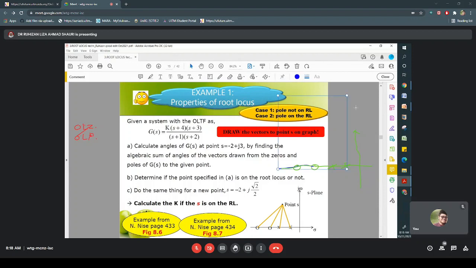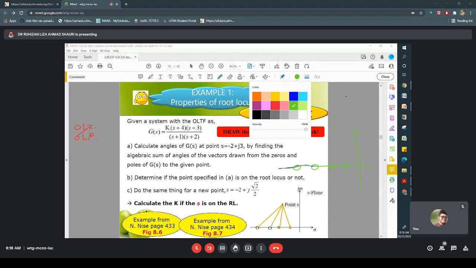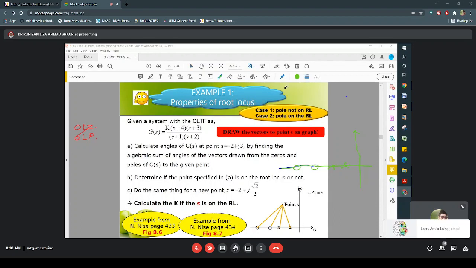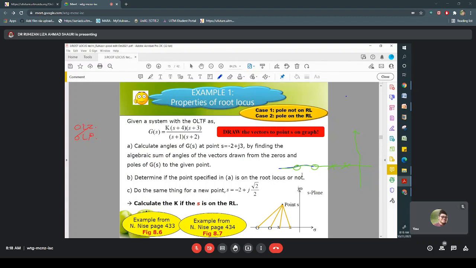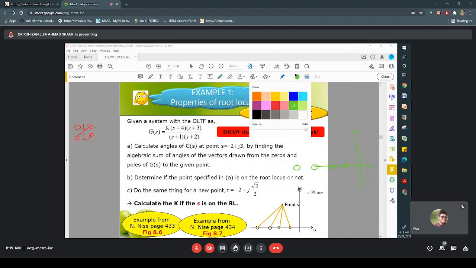Okay, now I'm going to draw the root locus in blue color. Hold on, Larry. Guys who just joined us, I'm showing your friend how to draw the root locus. Why must the blue still appear? What happened? Oh, I don't like it. Okay, all right. Sorry for the technical issues here.